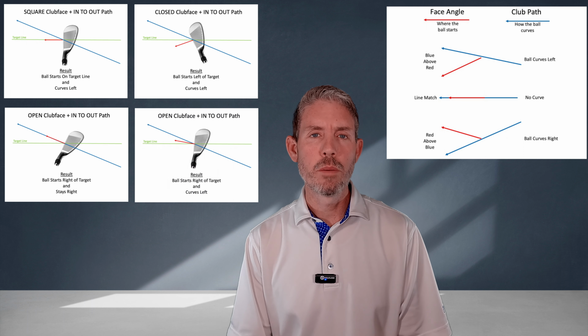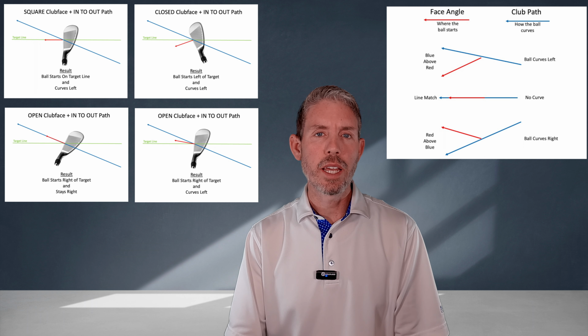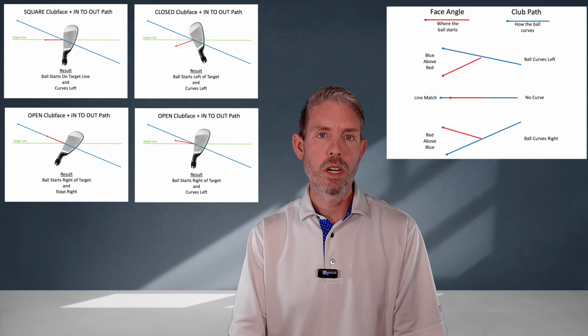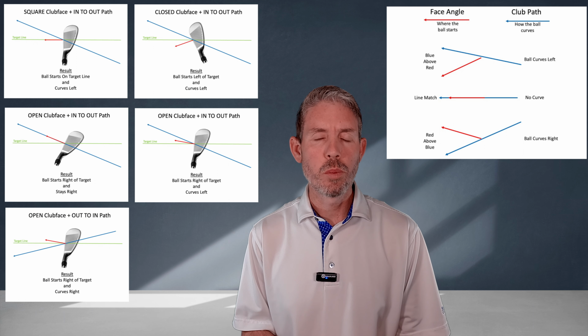In this next example, we've still got that in to out club path, and we've got a red line that is to the right of our target. But because the red line is still below the blue line, we're going to get curvature to the left, but we're going to get a ball that starts out to the right of our target. So this is a great example of that perfect draw that starts just right of your target and then curves back to your target.